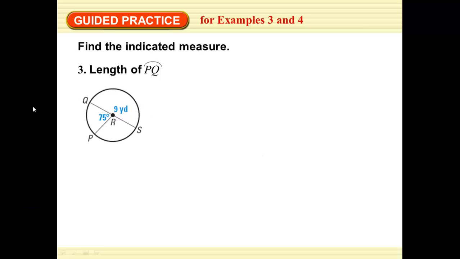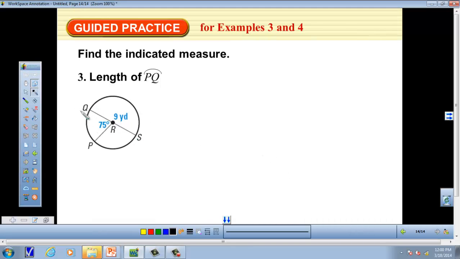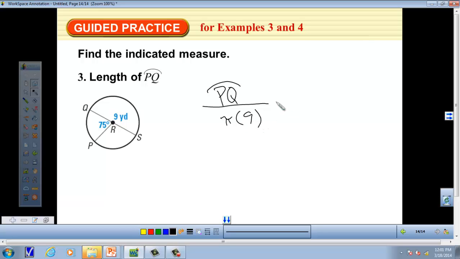Alright, here's another problem. This time it looks like they gave us the diameter, so we're going to use pi d. We want to find the arc length, so basically we can just write PQ like this. We know that this is going to be not 2 pi r, but pi times 9. The central angle, or the arc PQ, is 75. We're going to divide that by 360.